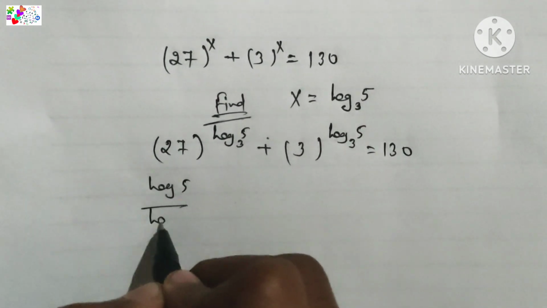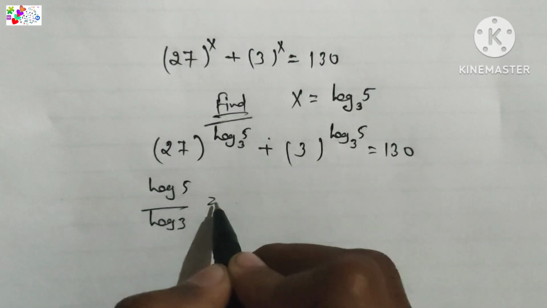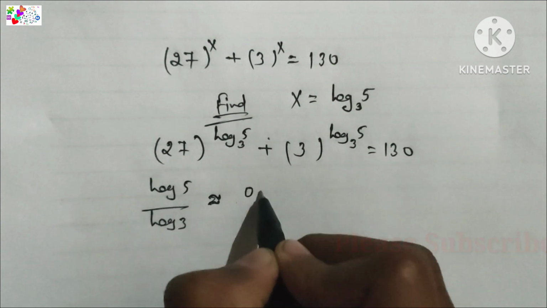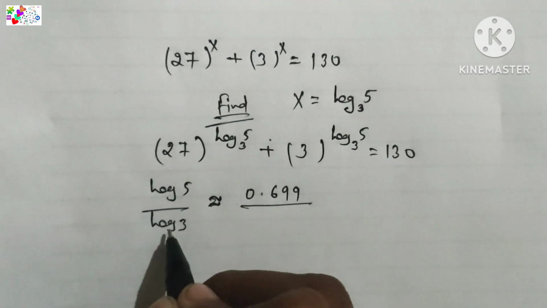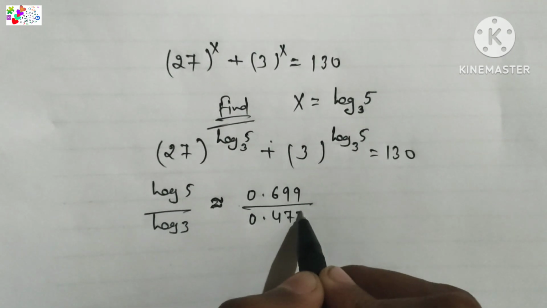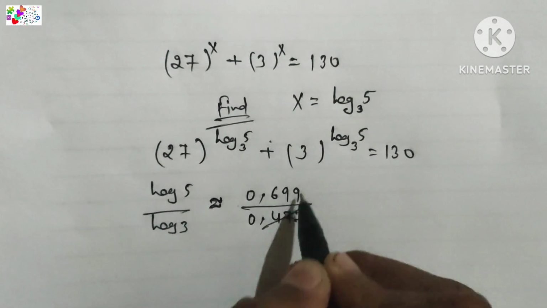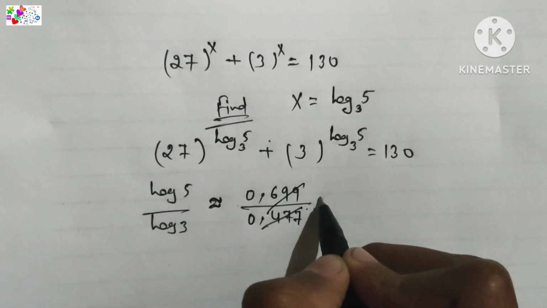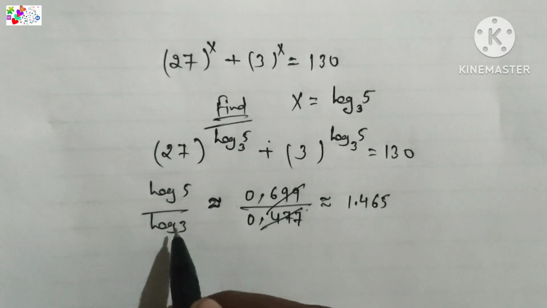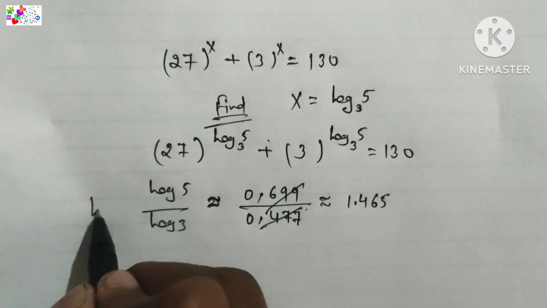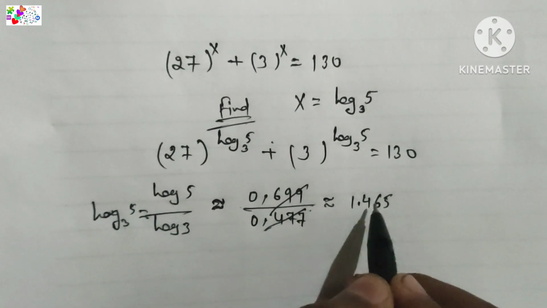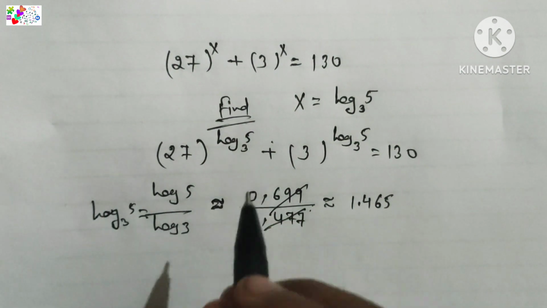Log 5 upon log 3. We know that log 5's value is approximately 0.699, and log 3's value is approximately 0.477. When I divide these, we get approximately 1.465. So log 5 upon log 3, what is this? This is nothing but log 5 base 3.